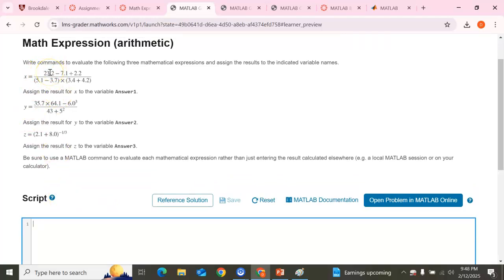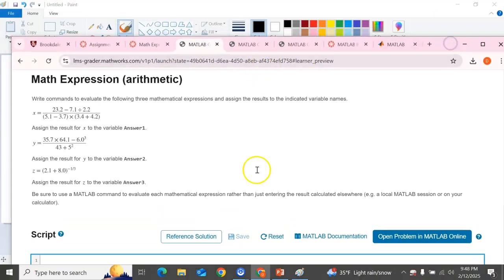You have to show that you know how to do PEMDAS. So make sure you have proper parentheses, proper notation. Remember to include the period for certain instances of multiplication. And that's going to be it for this example. So assign the result for x. You're going to call this answer 1. So answer 1 equals 23 and then so on. And that's it for the first assignment.